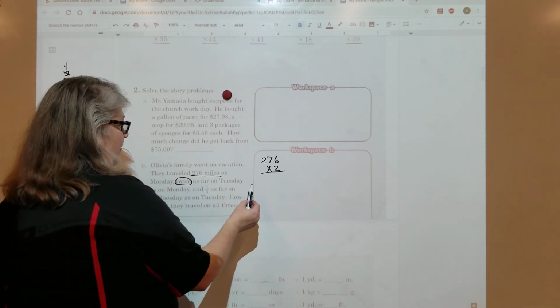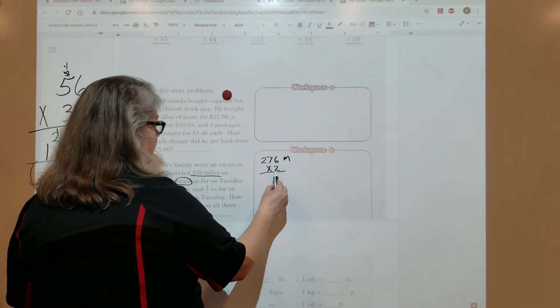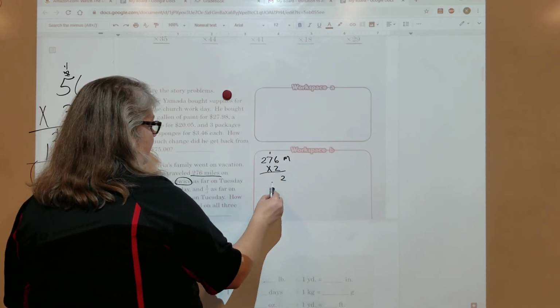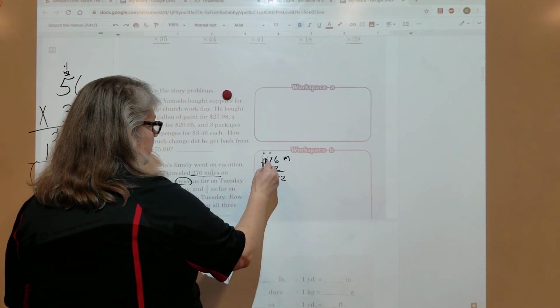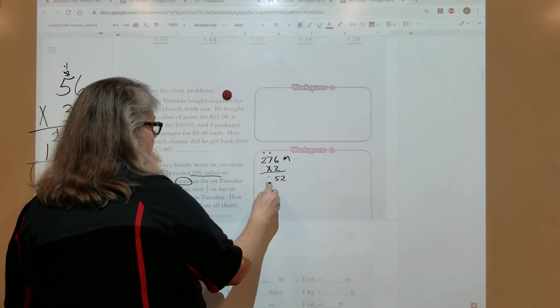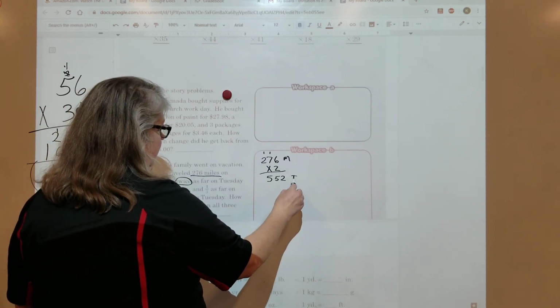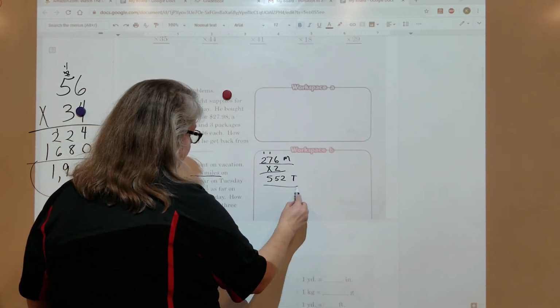So first I'm going to have to find out Tuesday. This is Monday. So Tuesday, 2 times 6 is 12. 2 times 7 is 14 plus 1 is 15. 2 times 2 is 4 plus 1 is 5. Okay, now this is Tuesday. So Monday and this is Tuesday.